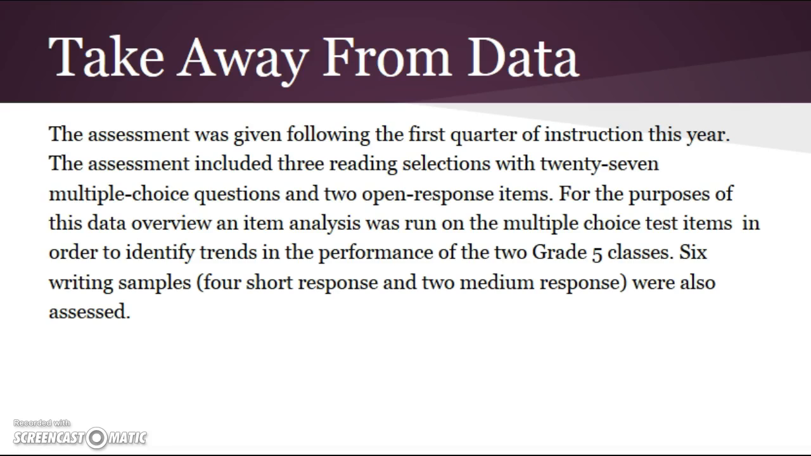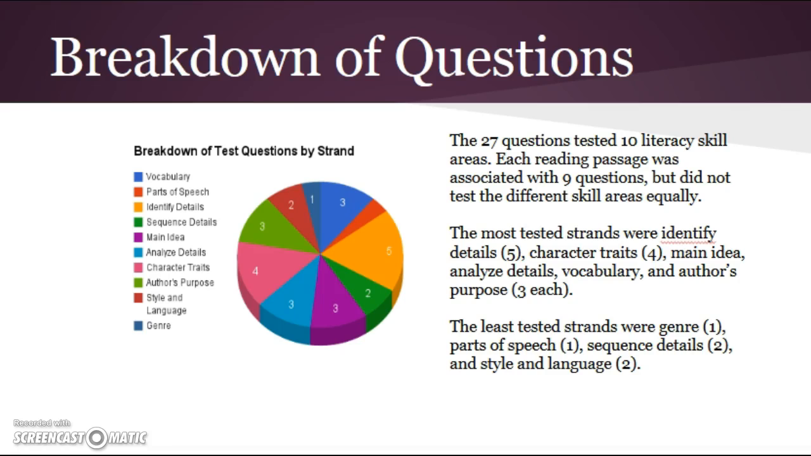For the purpose of the data overview, an item analysis was run on the multiple choice test items in order to identify trends in the performance of the 2 grade 5 classes. And we also assessed 6 writing samples, 4 short response and 2 medium response, to help identify trends in student knowledge. We thought it would be useful to start by breaking down the questions and seeing, of the strands that were tested, which were tested the most frequently and which were tested the least frequently.